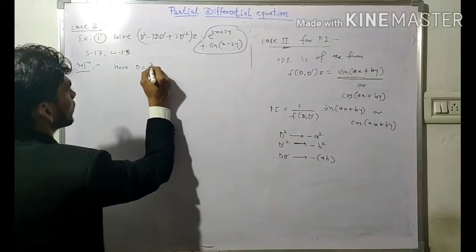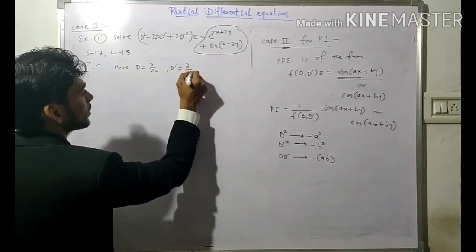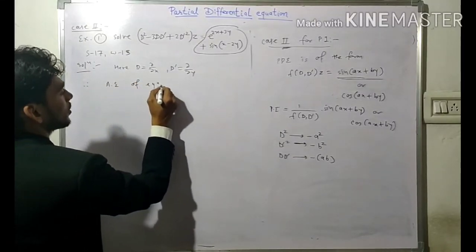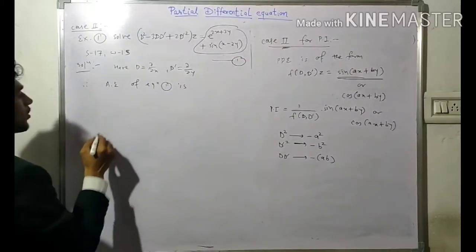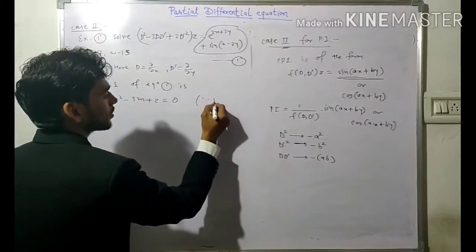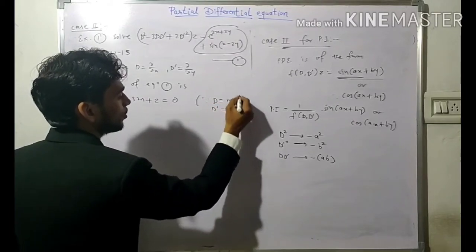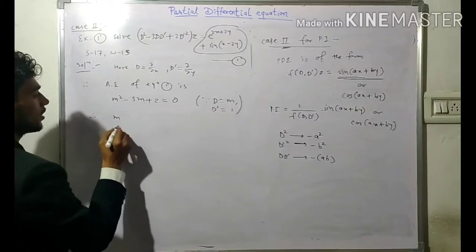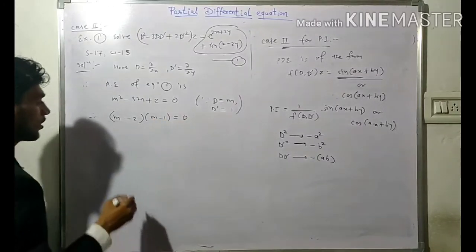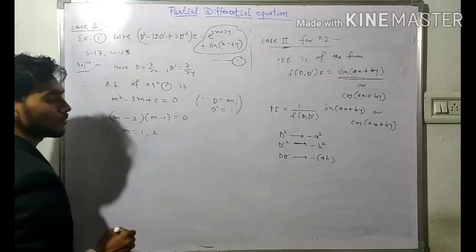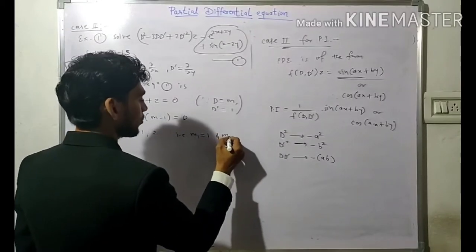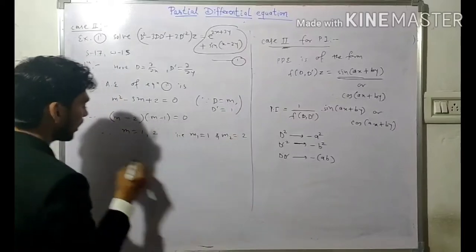Here D equal to del by del x, D dash is del by del y. Now the auxiliary equation of equation 1 is m square minus 3m plus 2 equal to 0, since D equal to m and D dash equal to 1. Therefore it is (m minus 2)(m minus 1) equal to 0. Therefore m equal to 1, 2, that is, the roots are real and different, m1 equal to 1 and m2 equal to 2.